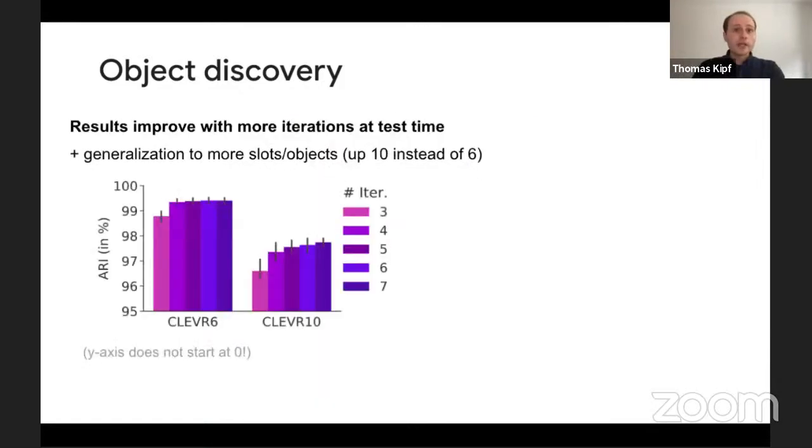And what we also find is that we can generalize in a number of ways with this model. On the one hand, because of the recurrent inference module, we can use more iterations at test time. So we trained this with 3 iterations, but we can use up to 7 iterations at test time, and the decomposition and segmentation performance that we get from the model increases, while of course being more expensive to run. And here the segmentation performance is measured in the so-called ARI score, and that's a measure of clustering similarity, which effectively measures the quality of the segmentation.